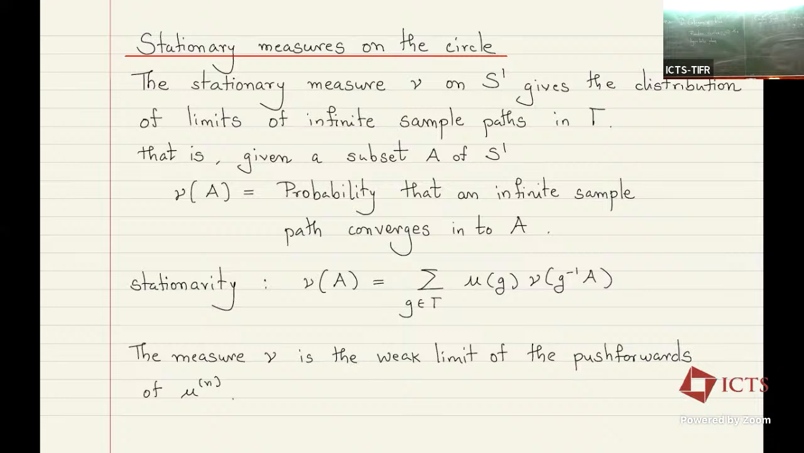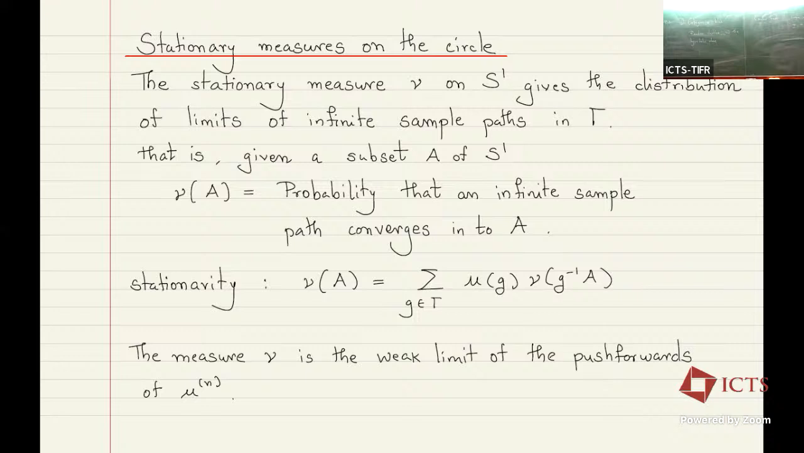The stationary measure is precisely the measure that gives you the distribution of the points that you get from these sample paths. These sample paths are limiting to the circle, and they are distributed along the circle in a certain way. The distribution is exactly this stationary measure. So the probability of a subset A of S1 is the probability that an infinite sample path converges into this set A.